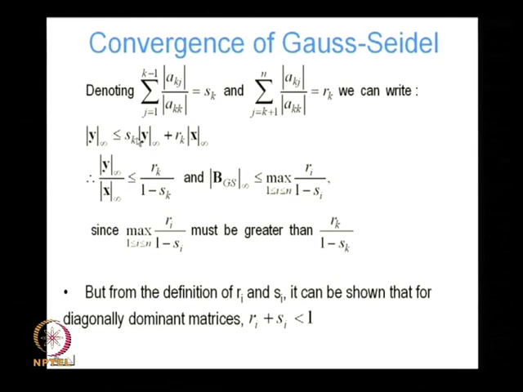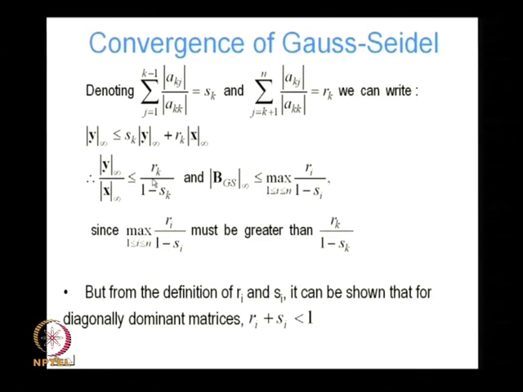So, again bringing the infinite norm of y to the left hand side, we can write this as the infinite norm of y by the infinite norm of x is lesser than or equal to rk divided by 1 minus sk, right. So, (1 minus sk) times the infinite norm of y is lesser than or equal to rk times the infinite norm of x. So, the infinite norm of y divided by the infinite norm of x is lesser than or equal to rk divided by 1 minus sk.